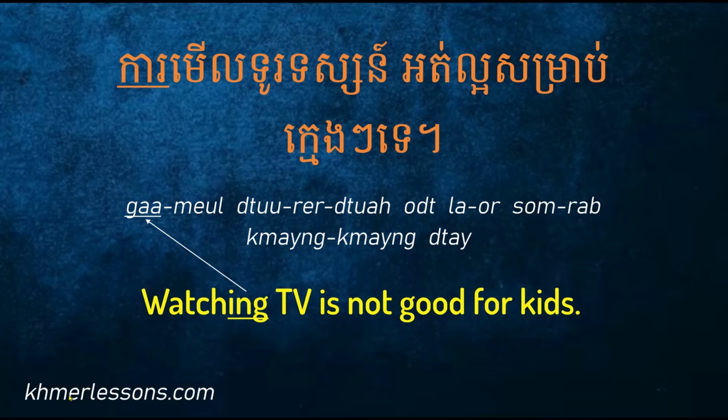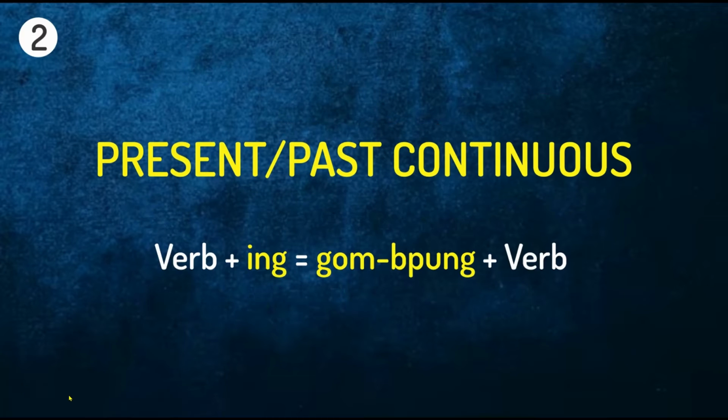So this is how to use ing as a gerund. Okay, it can be subject, can be object. And now the second use is when you use verb ing as in present continuous or past continuous. You know already when you talk about present continuous or past continuous, it means we talk about the activity that is happening when you are talking about that.